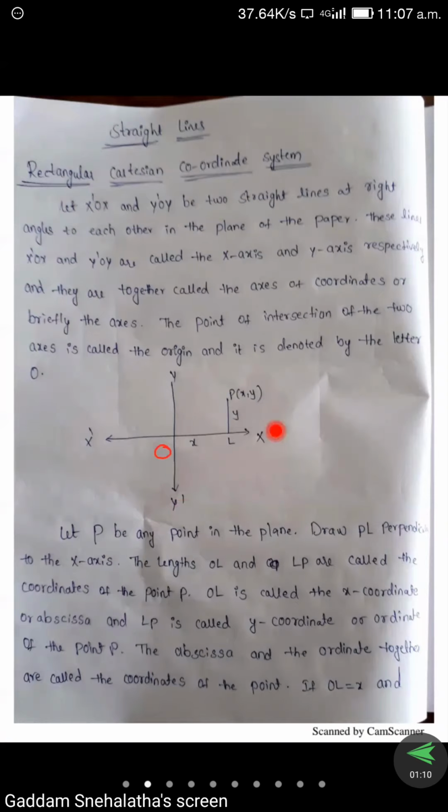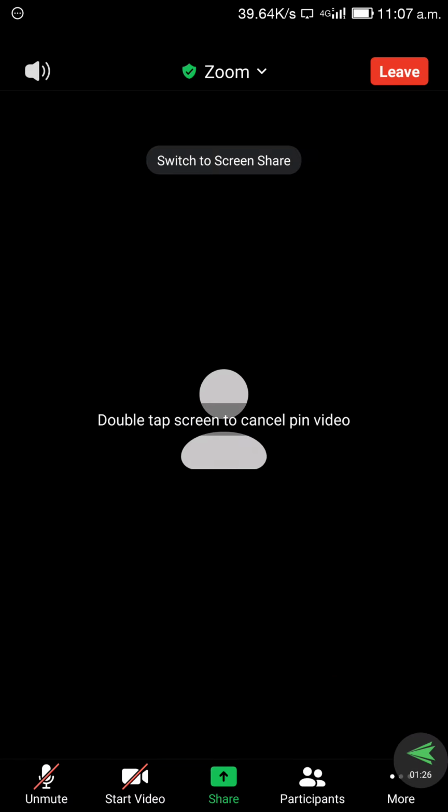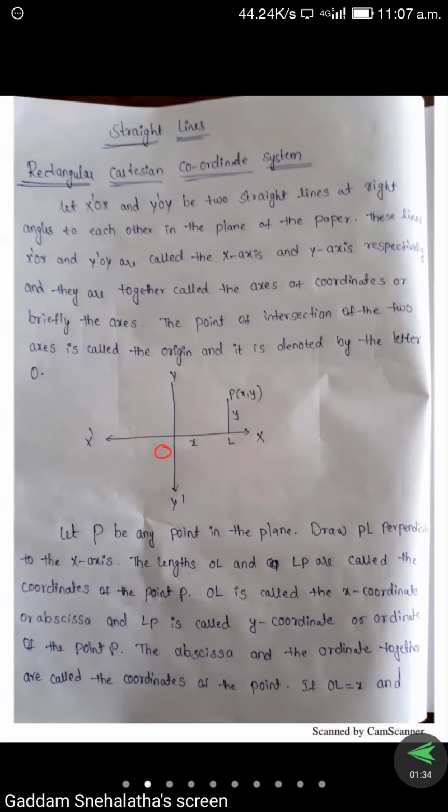Let X'OX and Y'OY be two straight lines at right angles to each other in the plane of the paper. Right angles means each should contain 90 degrees. This is 90 degrees, this is 90 degrees, this is also 90 degrees, this is also 90 degrees. Total is 360 degrees. So each should contain 90 degrees.